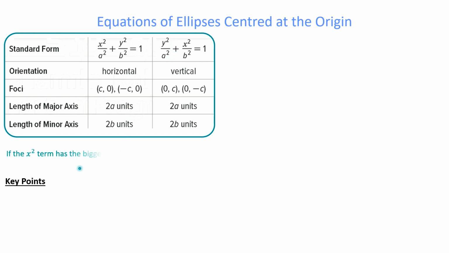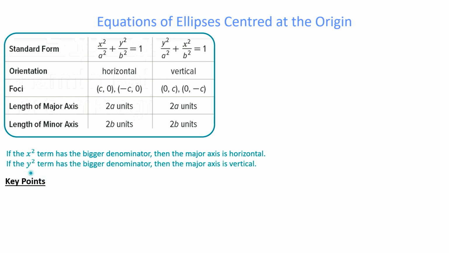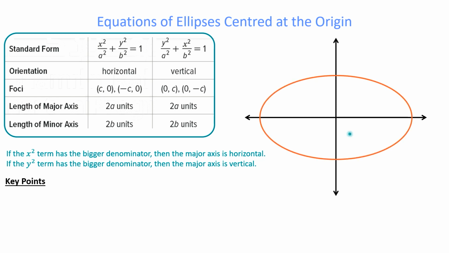Now, in terms of numbers, if the x squared term has the bigger denominator, then the major axis is horizontal. If the y squared term has the bigger denominator, then the major axis is vertical. And it's important to know whether it's horizontal or vertical because it will affect the coordinates of key terms like the foci. Now let's look at a diagram of an ellipse.